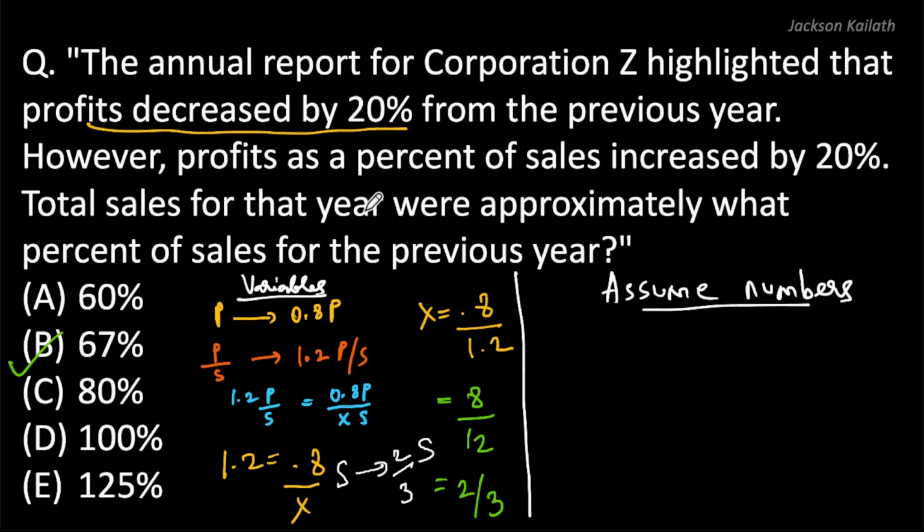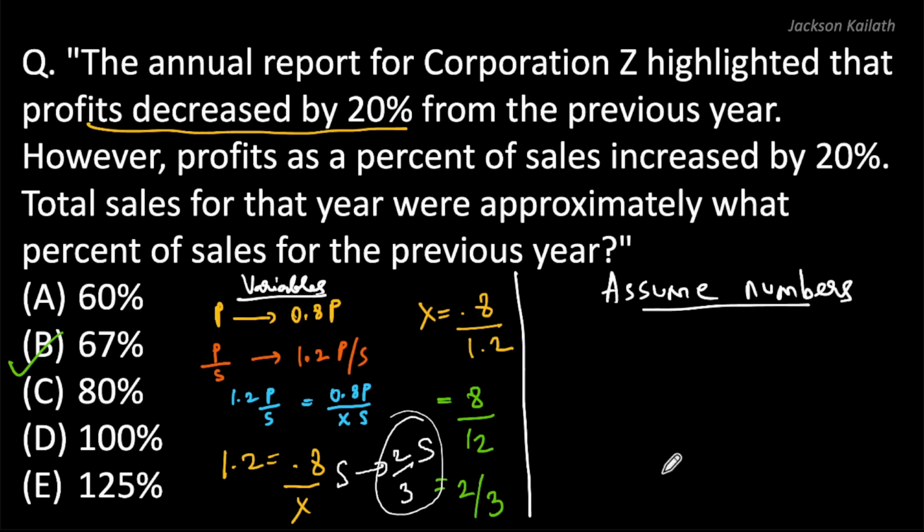Total sales for that year were approximately what percentage of sales for the previous year. So total sales for the second year was 67% or 2 by 3 of the sales of the previous year, which is the answer. So option B. So this is the first method. Now let's see how you can solve this by assuming numbers, which is the second method.